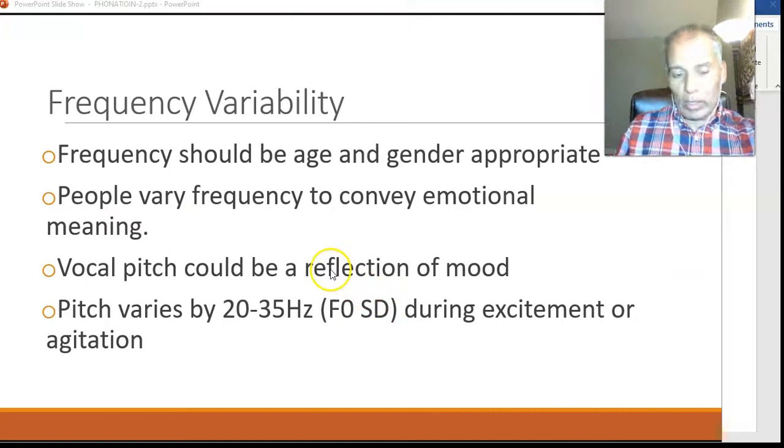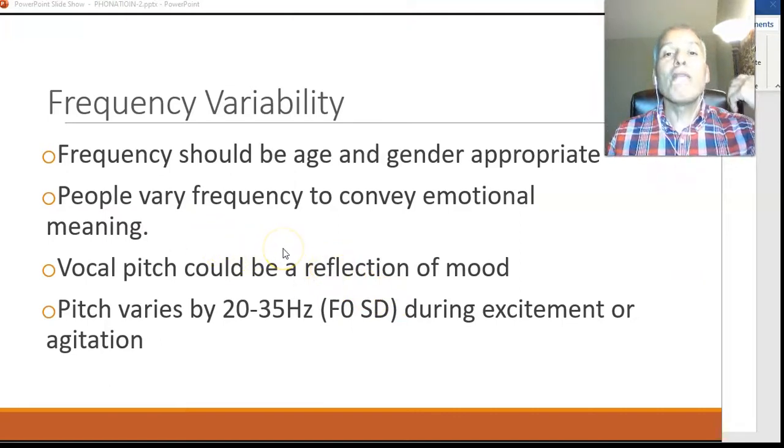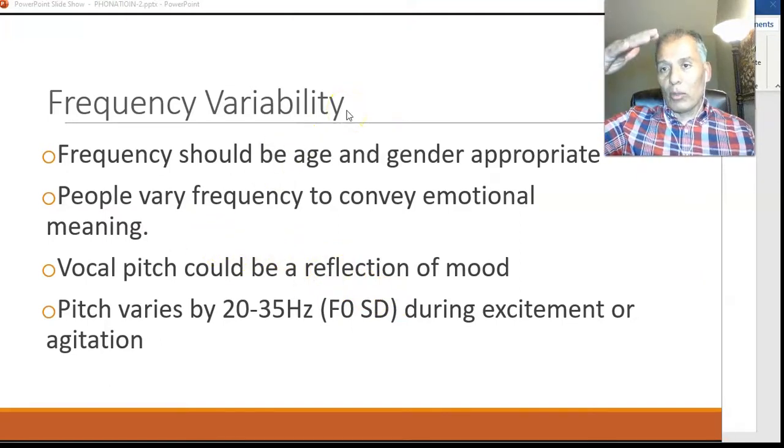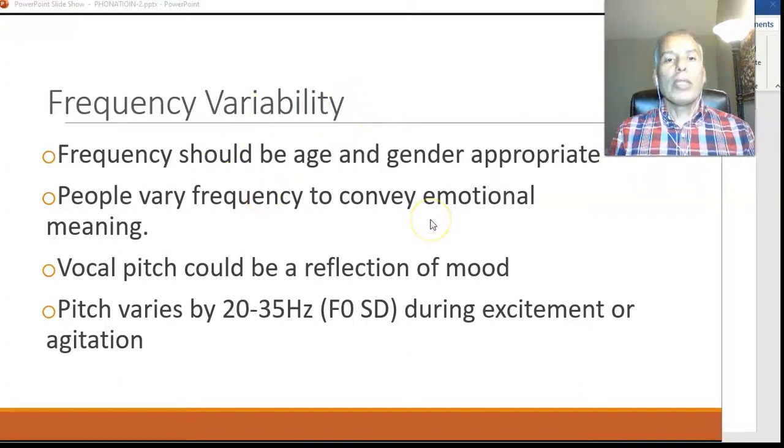Now, there is something called frequency variability. Variability means going up and down, changing. So frequency variability, again, if you compare genders, they have different pitches. If you look at frequency itself, it should be determined by the size and the features of the vocal folds itself.